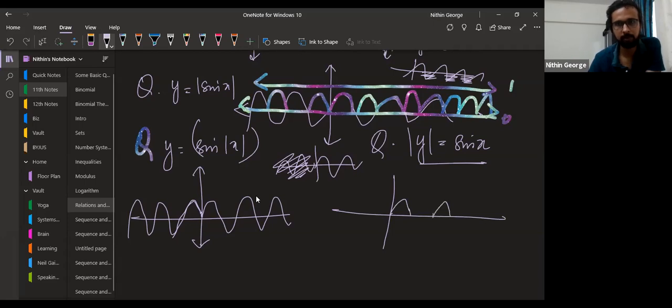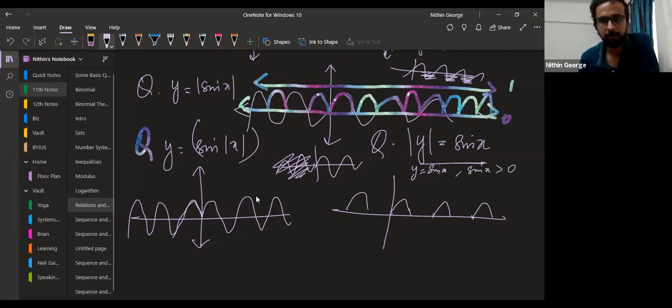So then there'll be a gap here, a gap here, and a gap here. Fine. This is y equal to sin x, where sin x is positive. But this is not the question here. Sin x has to be positive, but this becomes what? Plus or minus y. So how do I draw minus y equal to sin x when sin x is positive?